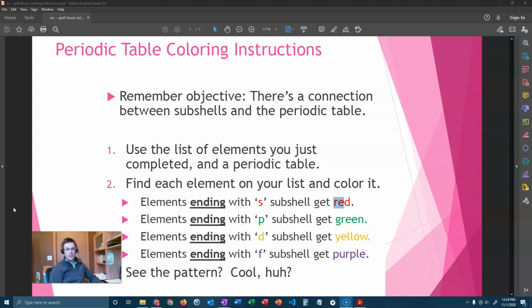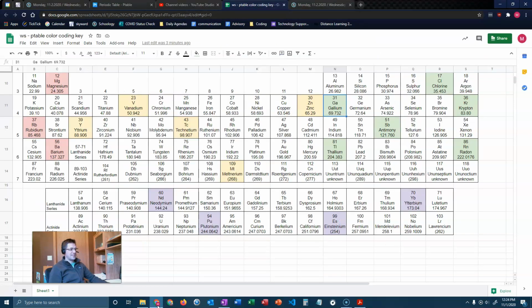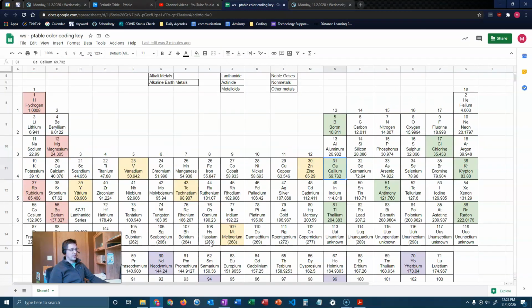I just finished my periodic table coloring activity, the last assignment from today, where all the S elements, where the configuration ended with an S, those were supposed to be red. All the ones that ended with a P are supposed to be green. D's were yellow, F's were purple. When I finished that, I got this. Isn't this interesting? If you did it right, this is what yours should look like.